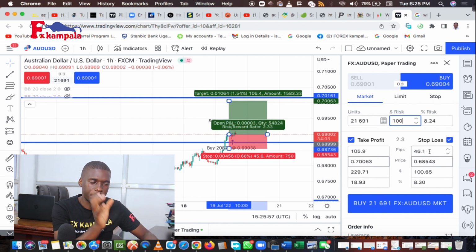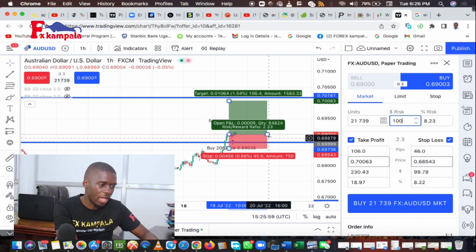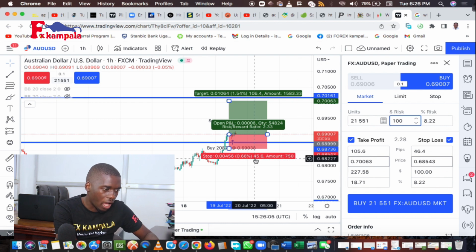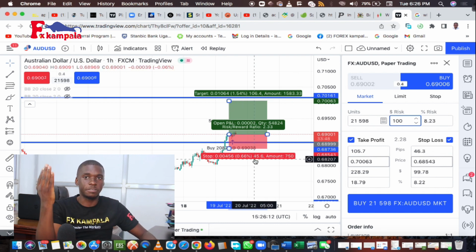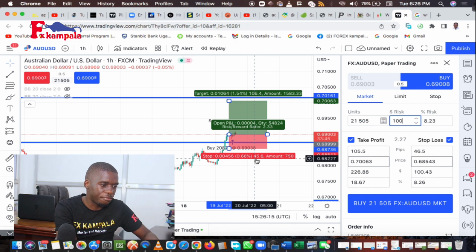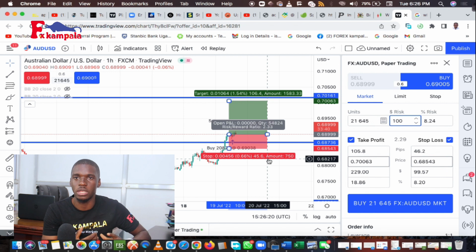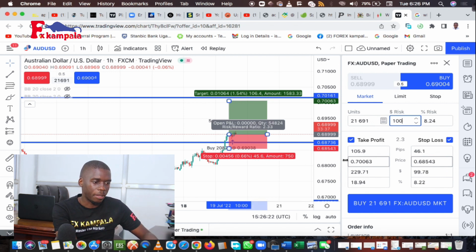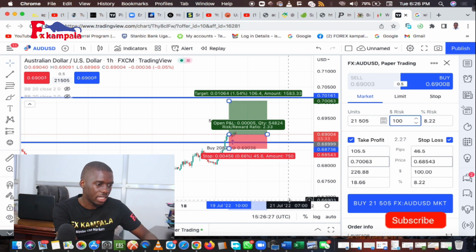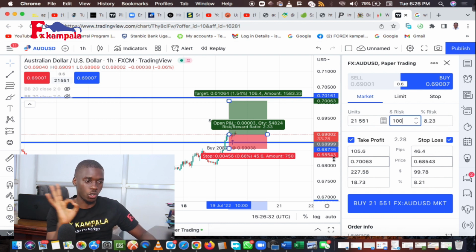We have the pips that I'll be risking, that is from here to here, which is about 46.4 pips, that is plus the spread, though here it shows 45.6. So the one is the spread. We know what a spread is for those that have probably been trading with us. Then the price at which I'll put my stop loss, you just need to confirm here. Yes, it is 0.68543. You make sure it is the same, it's on point.